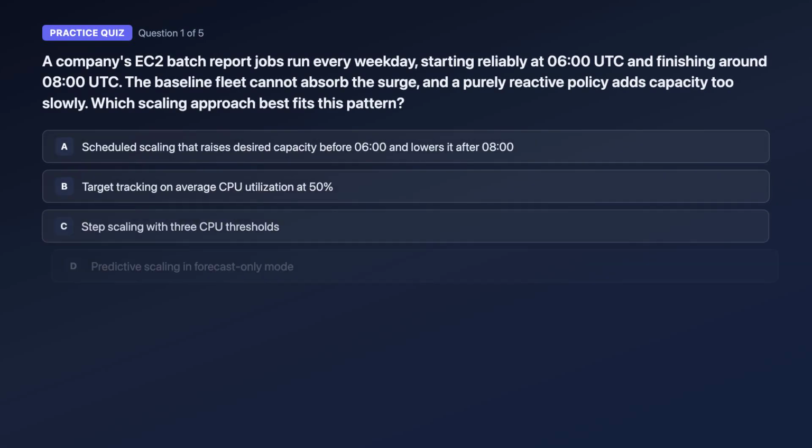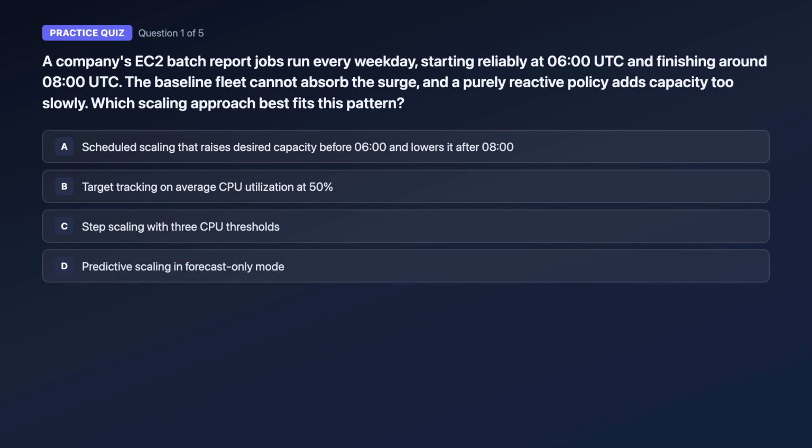Question 1. A company's EC2 batch report jobs run every weekday, starting reliably at 6 in the morning UTC and finishing around 8. The baseline fleet can't absorb the surge, and a purely reactive policy adds capacity too slowly. Which scaling approach best fits this pattern?